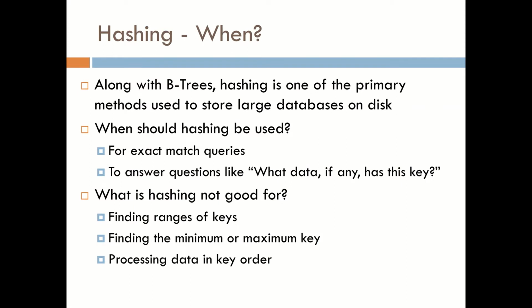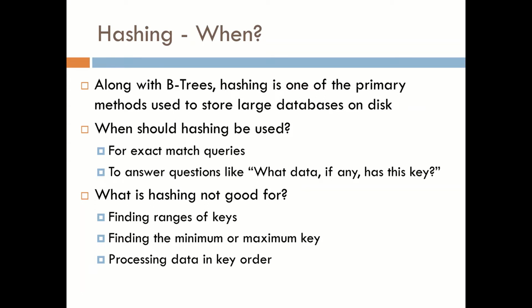So when do we want to use hashing? Well, anytime we're storing data, for instance, in a large database. Along with B trees, hashing is one of the primary methods that is used to store large databases on disk. We often hear terms like indexing and keys when we talk about databases, a lot of those come from hashing.